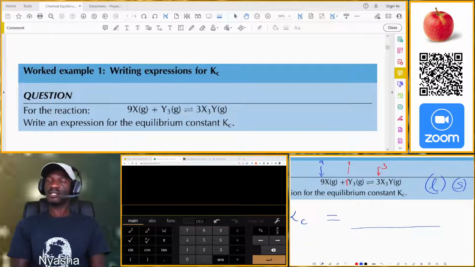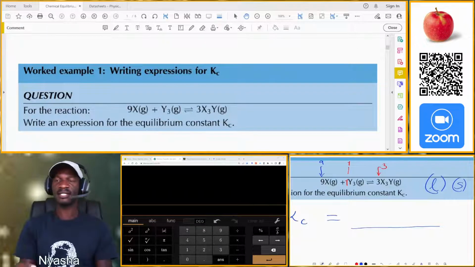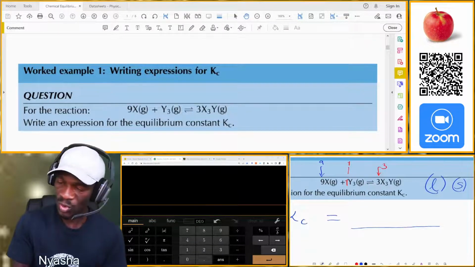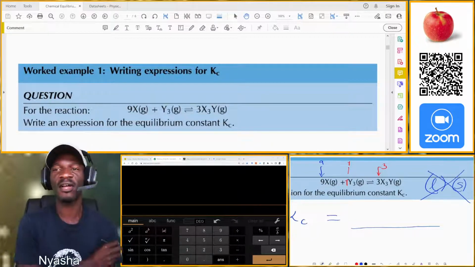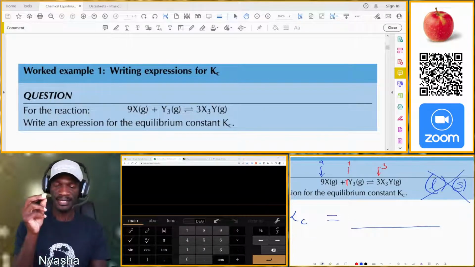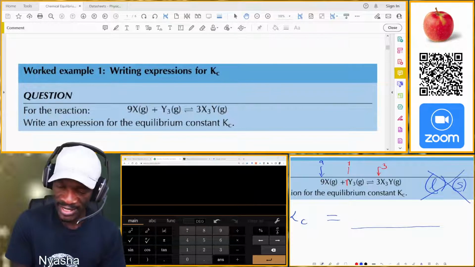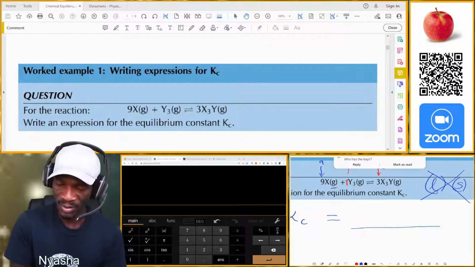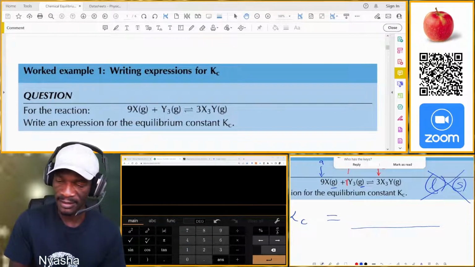If an element is either in its liquid or solid state, then it does not qualify to be part of our equilibrium constant calculations. So in our case, we have gas. We have that as gas.